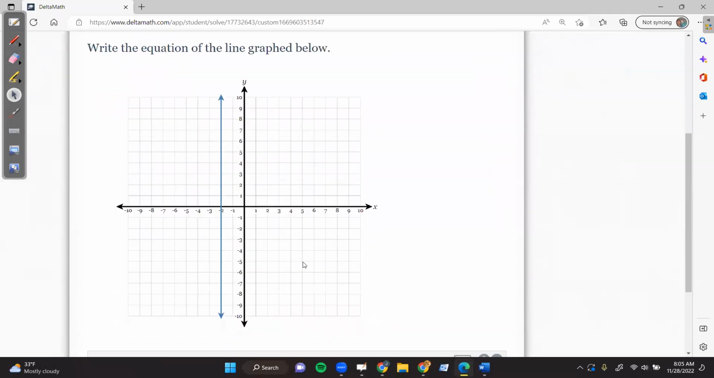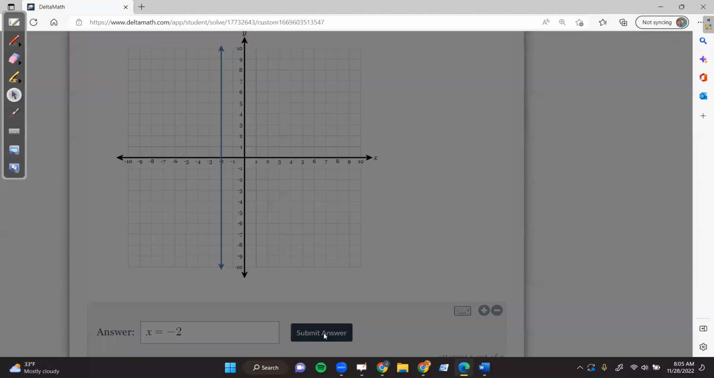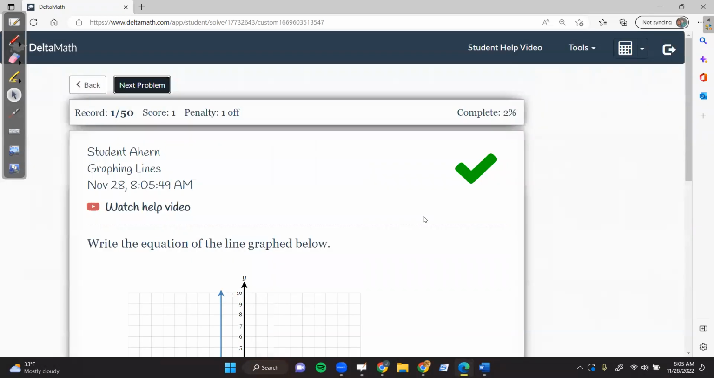How about this one? It says, write the equation of this line. What would the equation of this line be? Nice job, Tegan. X equals -2. And that's actually exactly the same one that was in our notes.